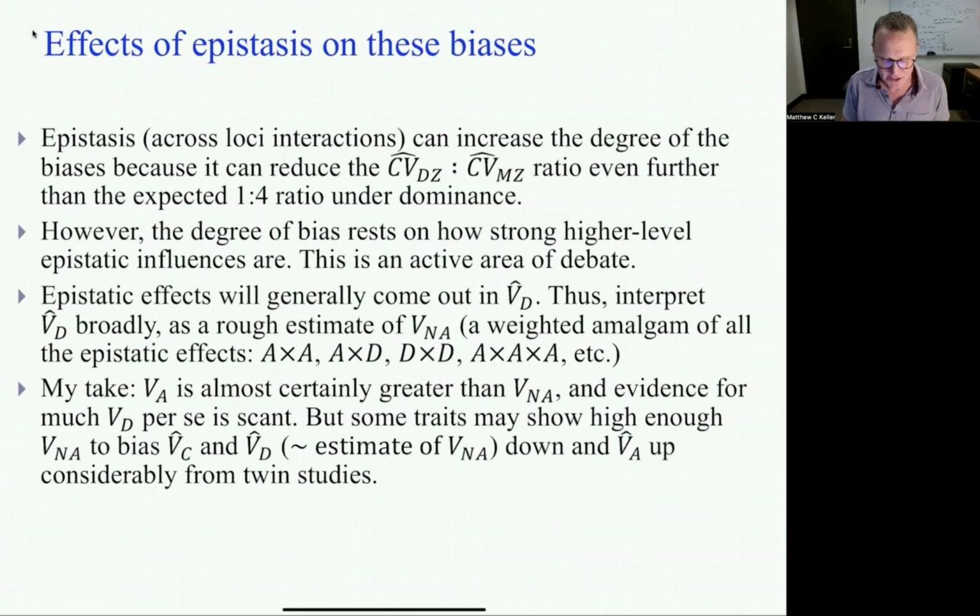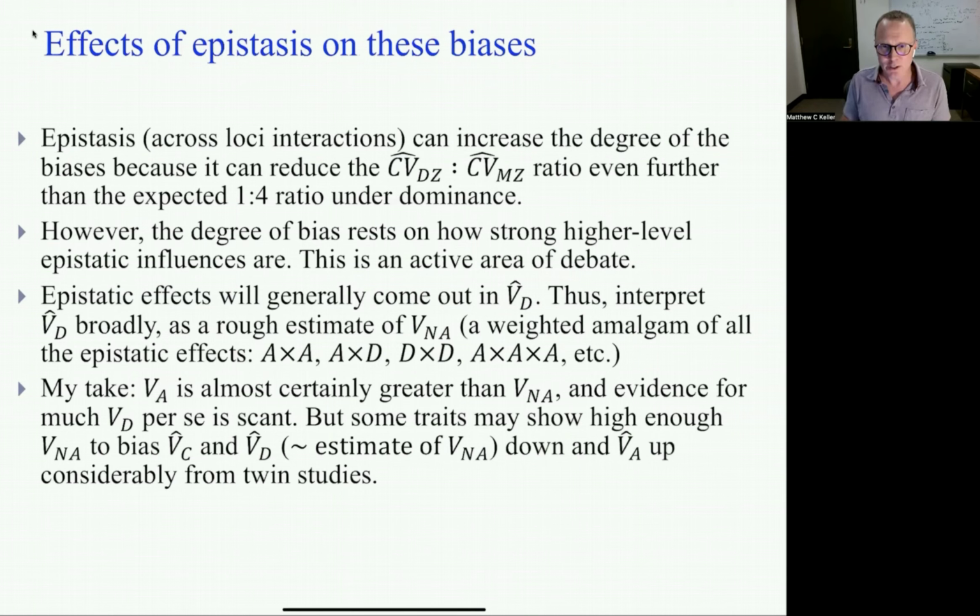What I do want to talk about briefly is just the effect of epistasis on these biases. So epistasis refers to between locus interactions, as opposed to dominance, which refers to within locus interactions. And epistasis can increase the degree of biases because it can reduce the covariance DZ to covariance MZ ratio that's due to non-additivity even further than the expected 1:4 ratio that we model under dominance. Now, the degree of that bias rests on how strong the higher level epistatic influences are. And that's an active area of debate.